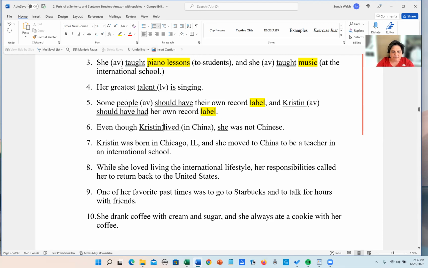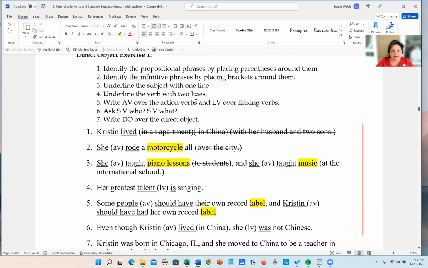So I'm going to put action verb there. And then here, she was not Chinese. So I'm going to underline that twice. Was is the verb, but was is a linking verb. All right, now let's go to the next step. So we've written action verb over the action verbs and linking verbs over the linking verbs.